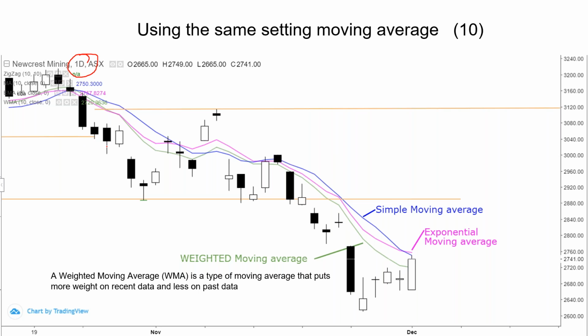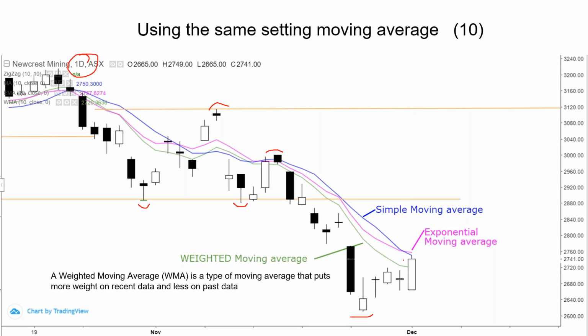We can see that the daily trend is putting in a lower high and a lower low, a lower high and a lower low. The daily trend on Newcrest is down, and I think if you look at the weekly, it is also down. What I've got on here are three types of moving average: the simple moving average, which is the blue line, the exponential moving average, which is the magenta line, and the weighted moving average, which is the green line, and they're all at the same settings.